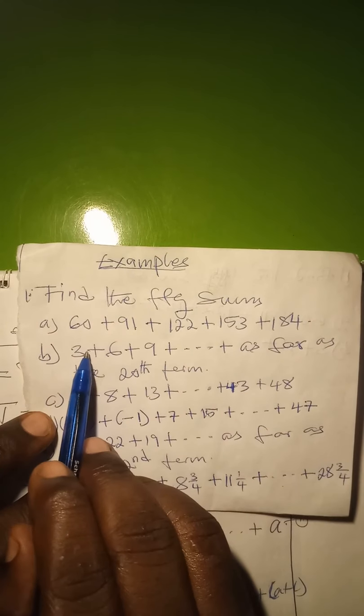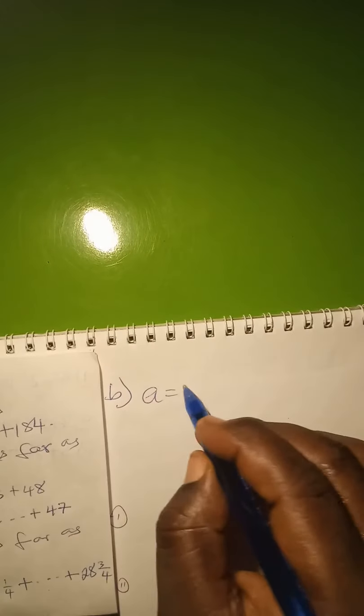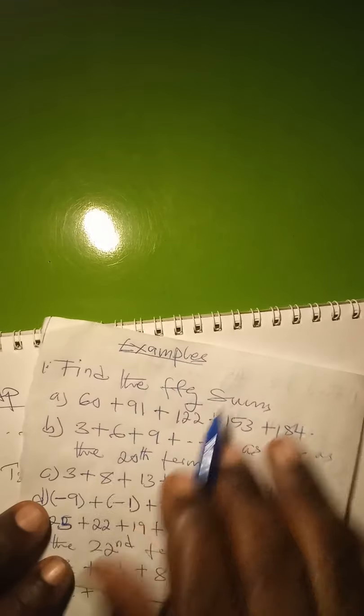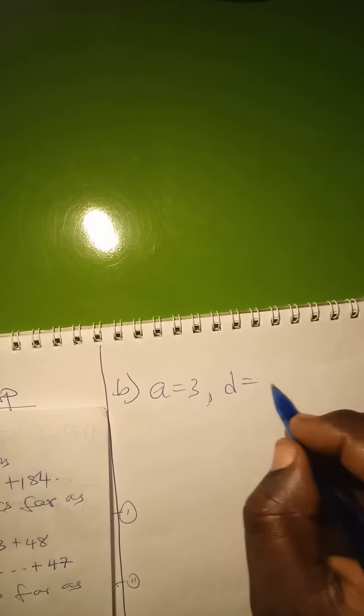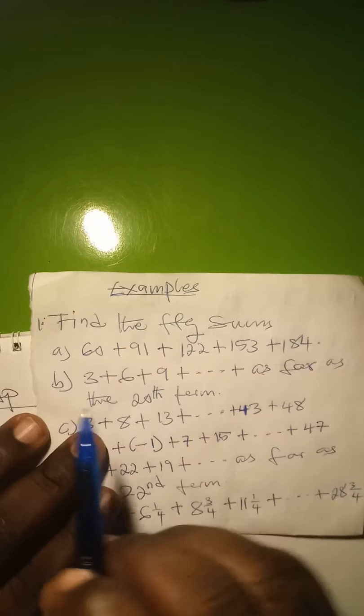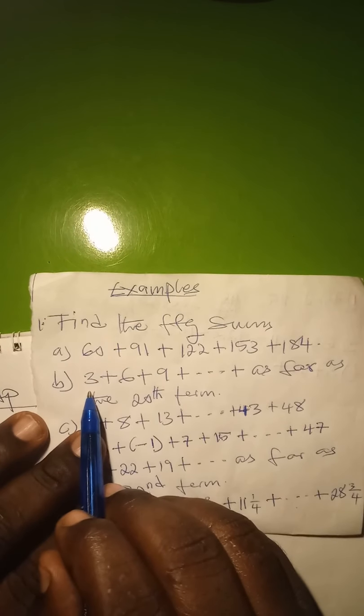In B, we have the first term is 3. So I write a is equal to 3. Then the common difference, d, is equal to what? Common difference is equal to 3 also, right? Common difference, a term minus the preceding term.